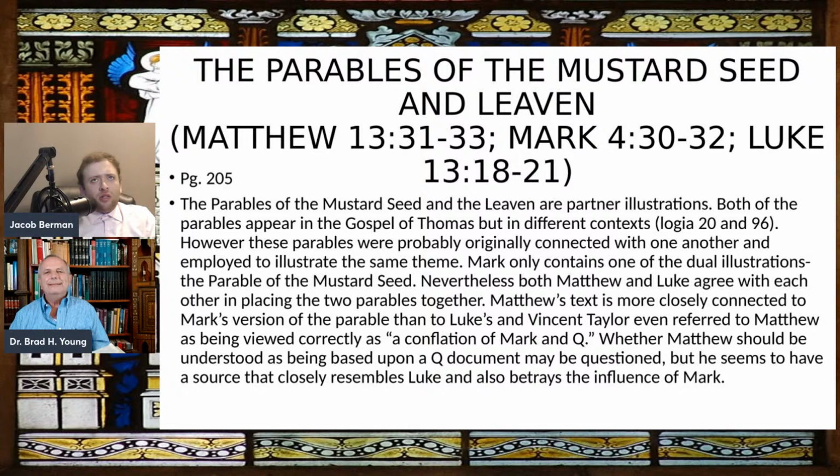At the bottom here, you're talking about Vincent Taylor, who referred to Matthew as being viewed correctly as a conflation of Mark and Q. Whether Matthew should be understood as being based upon a Q document may be questioned, but he seems to have a source that closely resembles Luke and also betrays the influence of Mark. Are you suggesting here that Matthew could have gotten his version of the parable of the mustard seed from Luke, and it kind of ignores Mark on this instance?